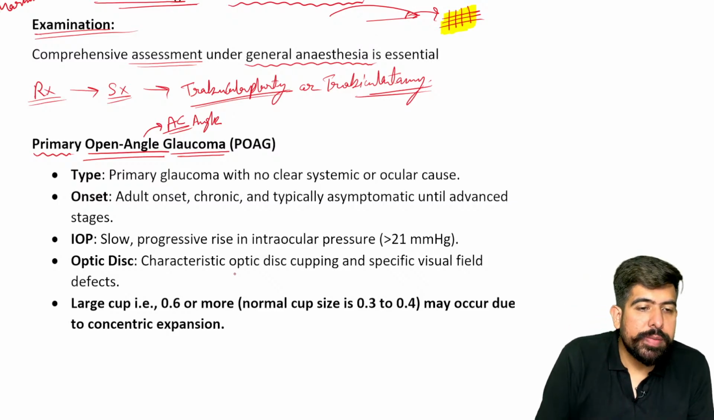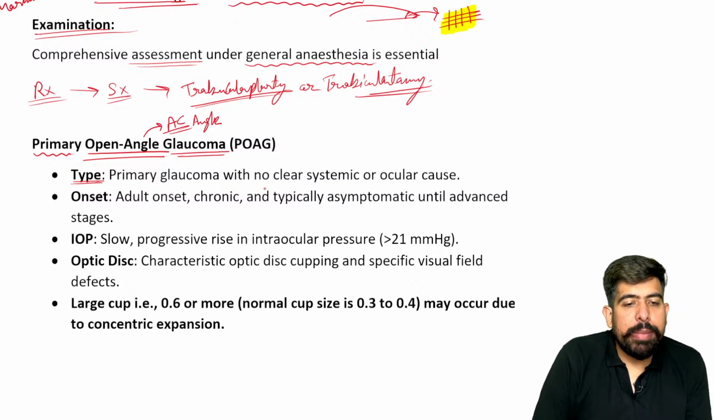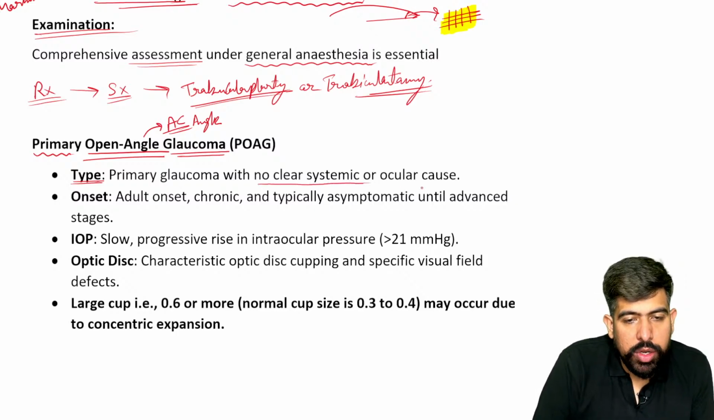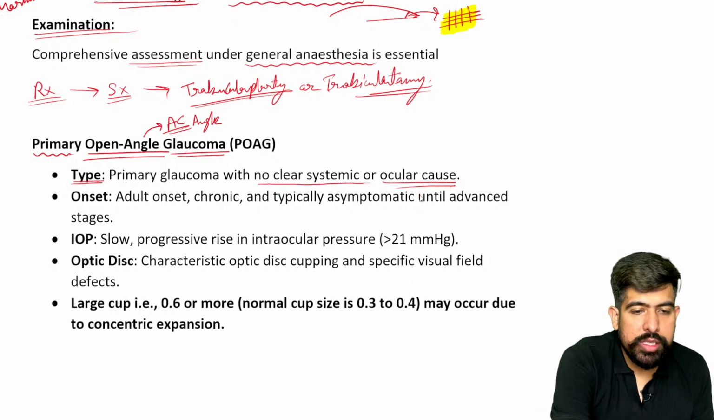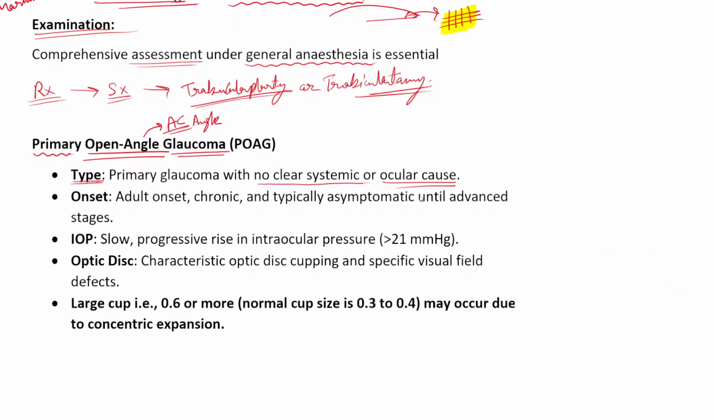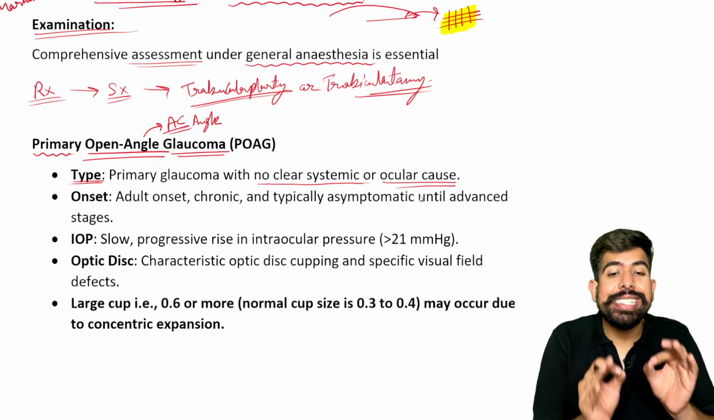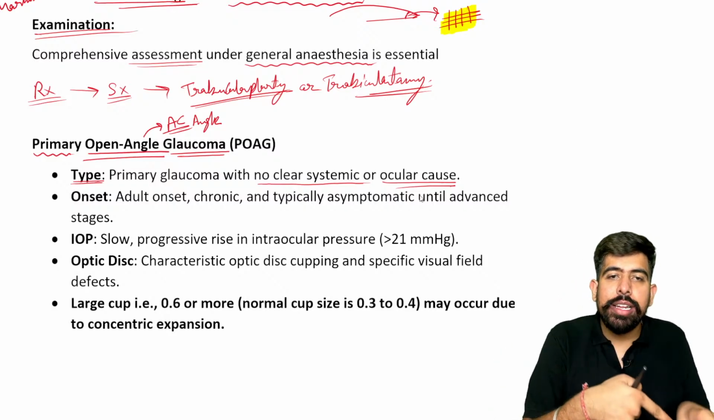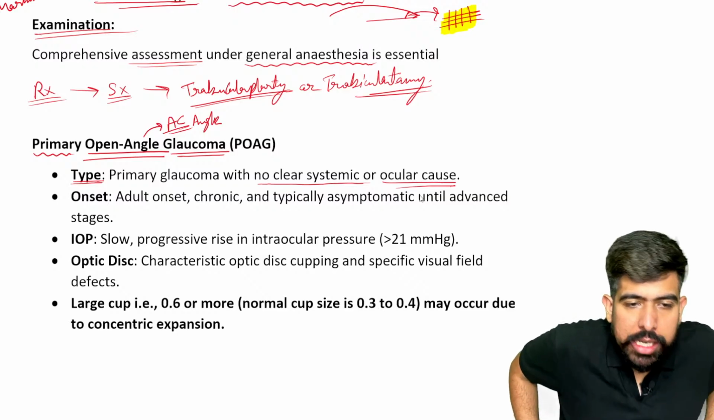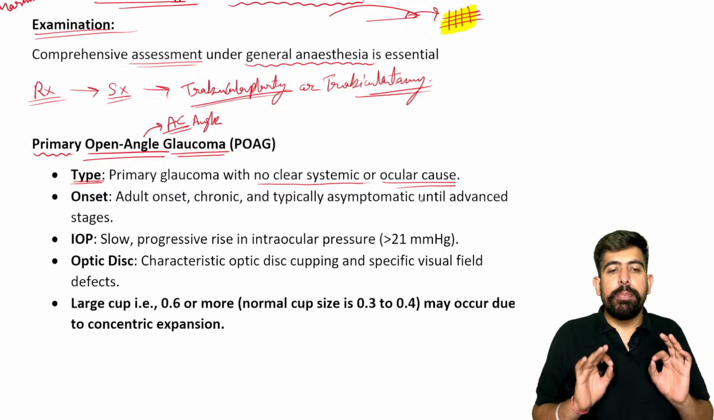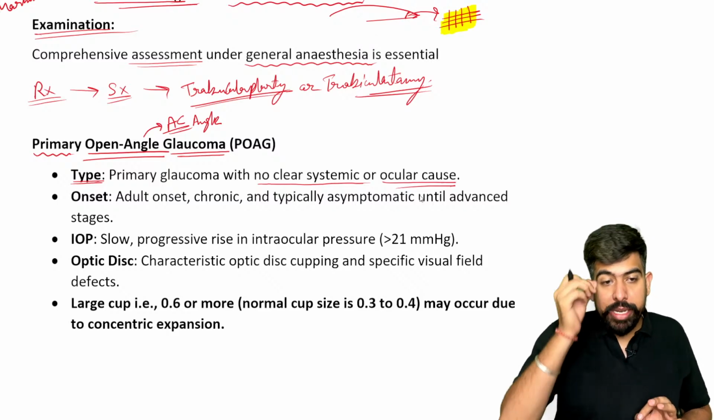Not only this, the types. This is a primary glaucoma with no clear systemic or ocular causes. There are no other ocular causes, it means there is no other eye disease present, right? This is the primary. If I add the word secondary, it means it is due to some other disease. We are not talking about the secondary, we are talking about the primary glaucoma, right?